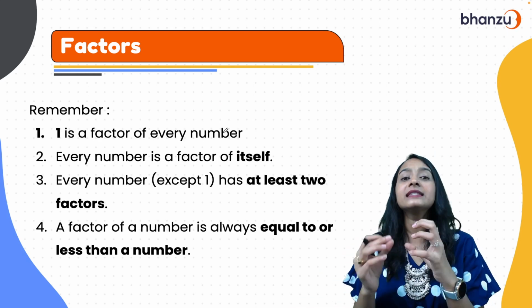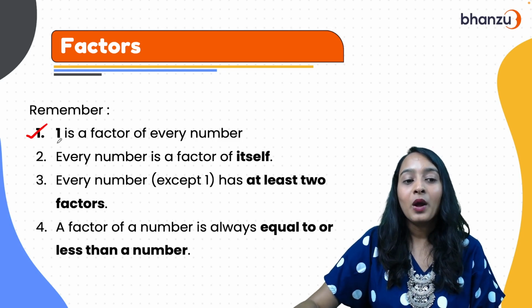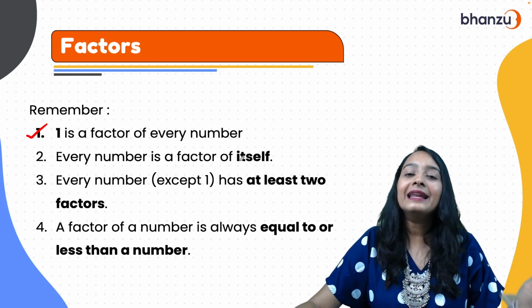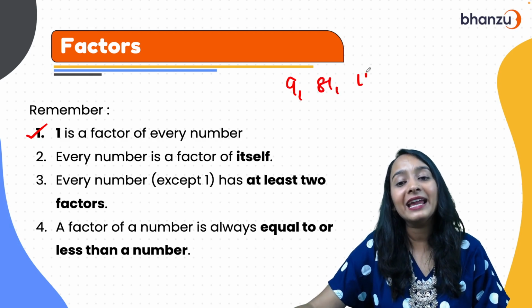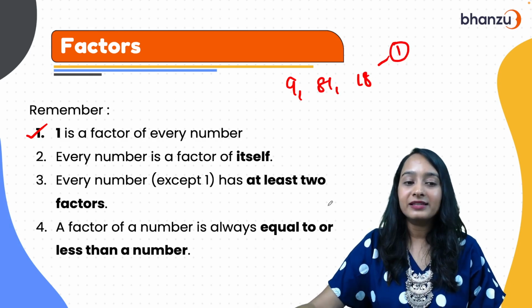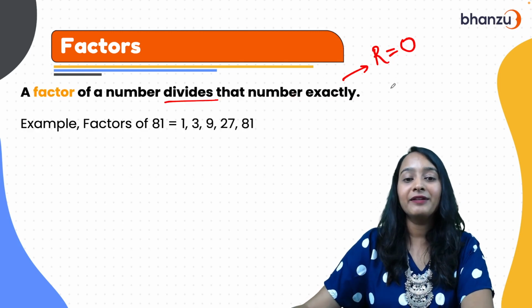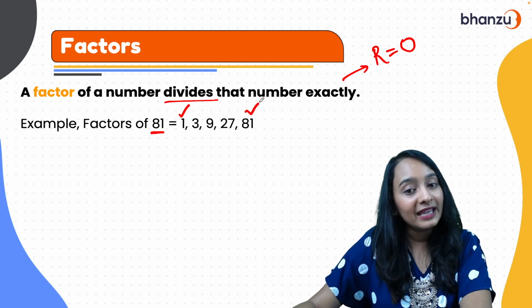Now there are a few things that you have to remember when it comes to factors. The first one is 1 is a factor of every number. Irrespective of what number you take, 9, 81, 18, 1 is always a factor. And the number itself is also a factor. When we spoke about the factors of 81, you see 1, you see 81 also.